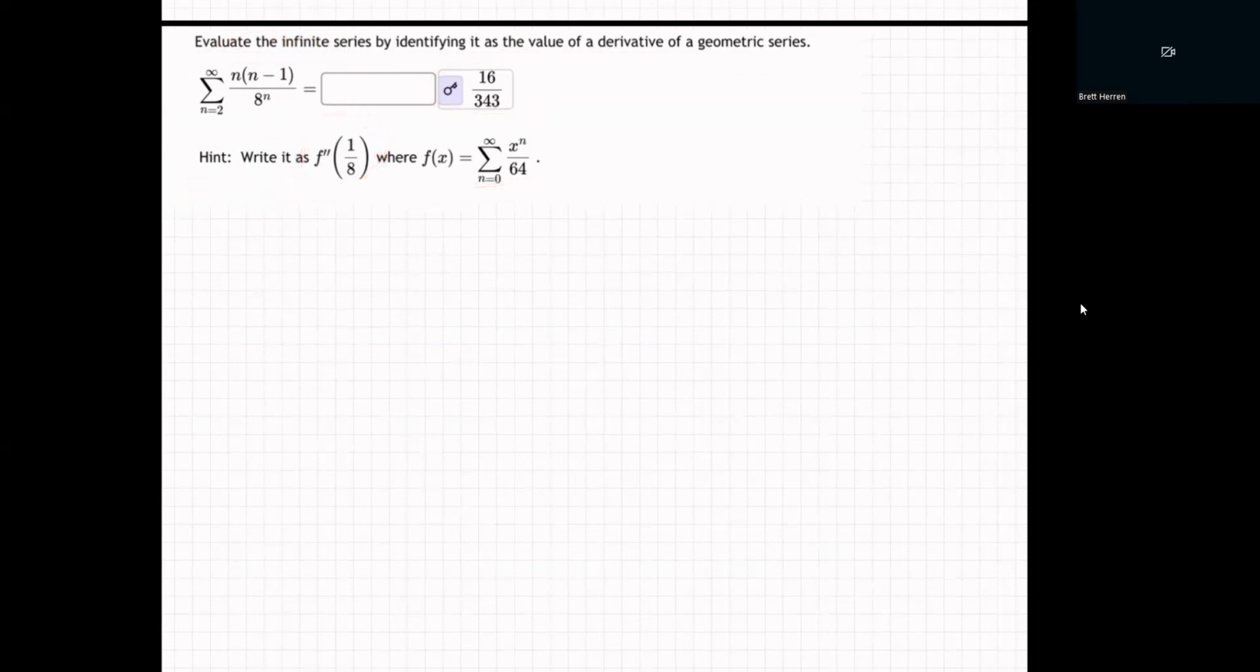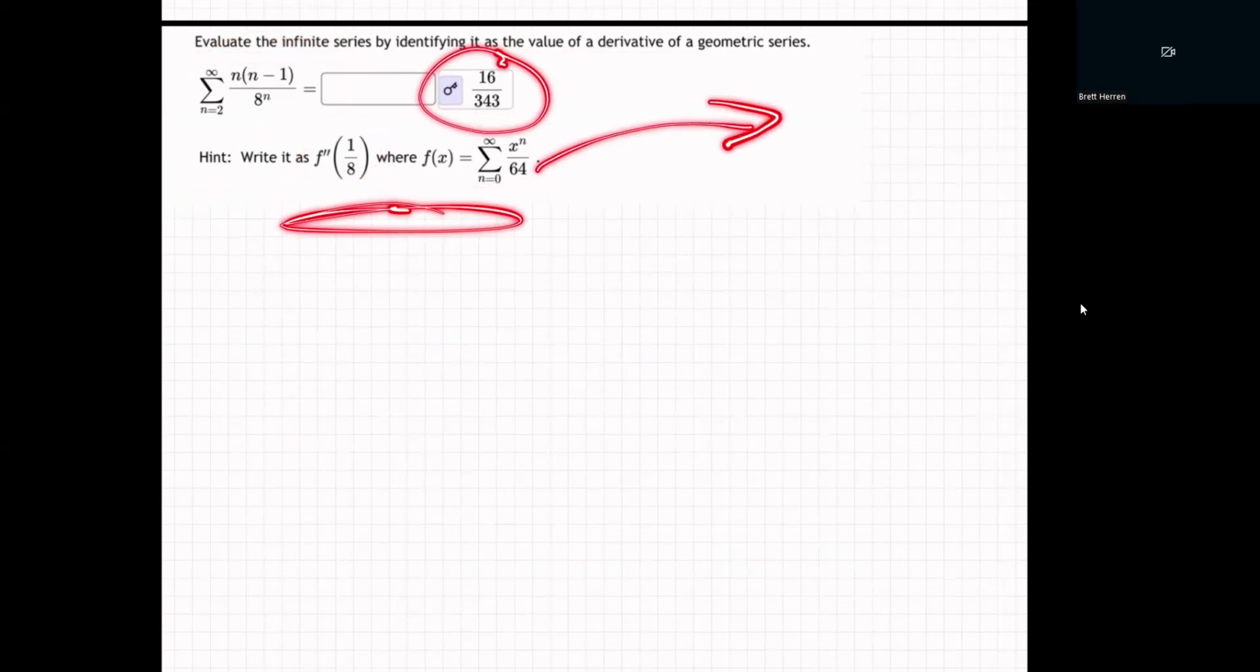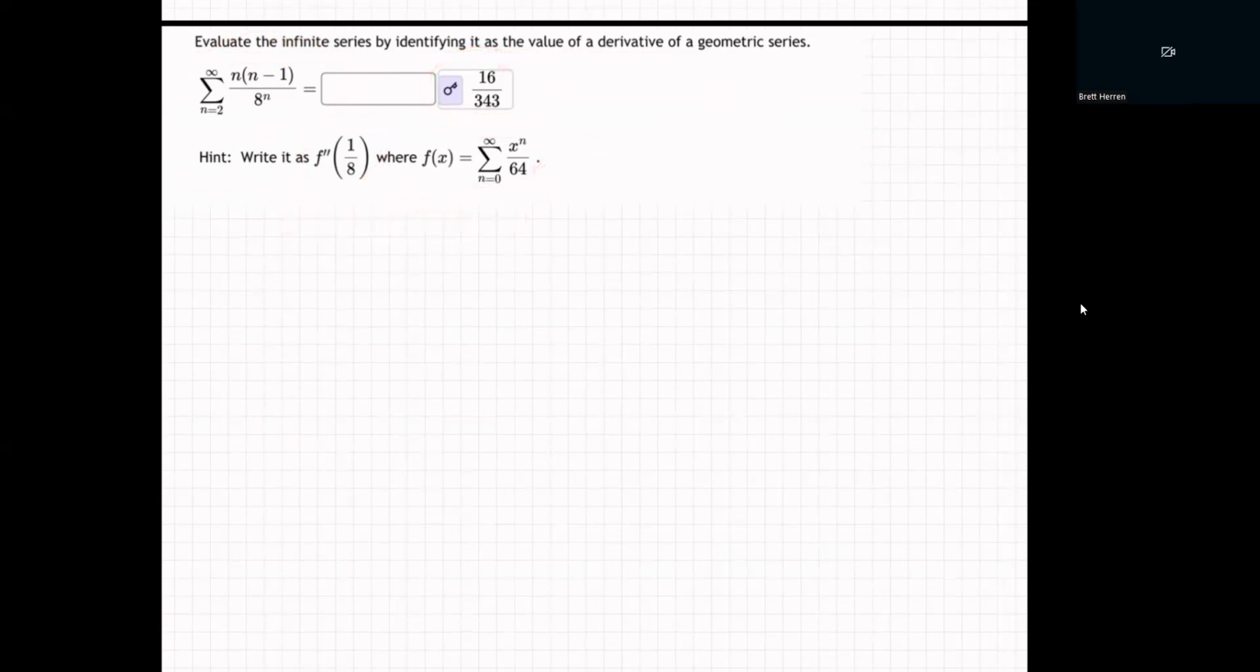Okay, what I'm going to do is I'm just going to follow the hint, do the hint, we'll get this answer, and then I'll tell you afterwards why the hint is right if you care. But let's do it. Let's just follow the hint blindly at first. Okay, so I'm going to say f of x equals the sum of x to the n over 64. Now, what does that equal?